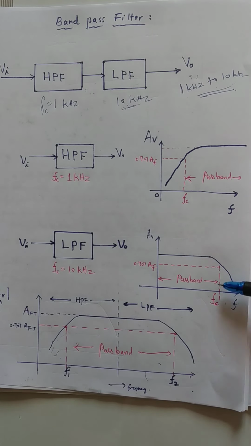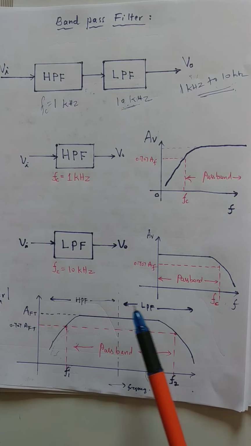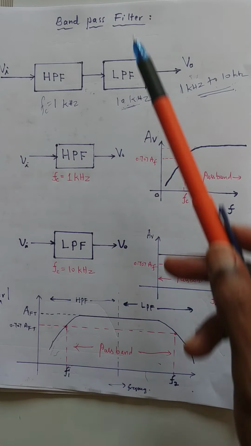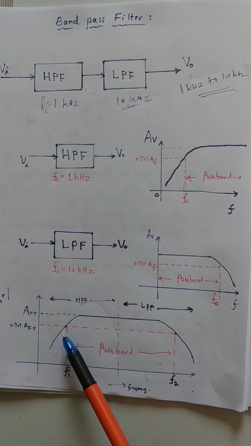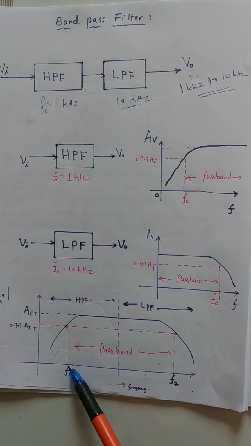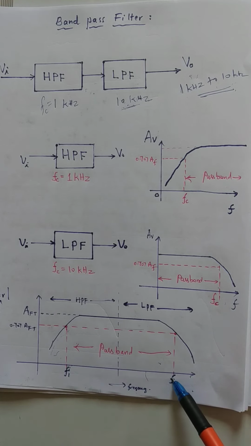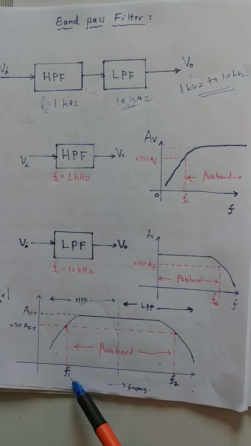Now the combined response of these two gives the total response of this band pass filter. So this is the frequency response of this band pass filter. You can see here F1 is the lower cutoff frequency, F2 is the higher cutoff frequency. F1 is in this case 1 kHz, F2 is 10 kHz. So it passes the range of frequencies between F1 to F2, and this is called pass band.